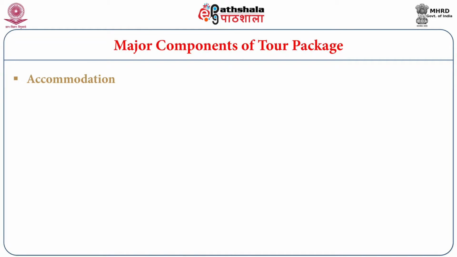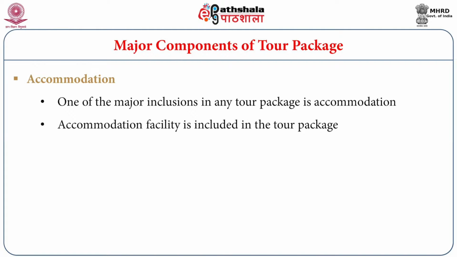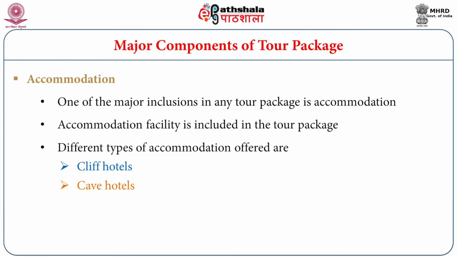It begins with accommodation. One of the major inclusions in any tour package is accommodation, that is none other than a hotel, whether it is a budget hotel or a lodge or a star hotel, a non-star hotel or a resort or a timeshare. Accommodation facilities included in the tour package. Different types of accommodation offered are cliff hotels, cave hotels, tents, igloo hotels, resorts, houseboats, and many more such categories.